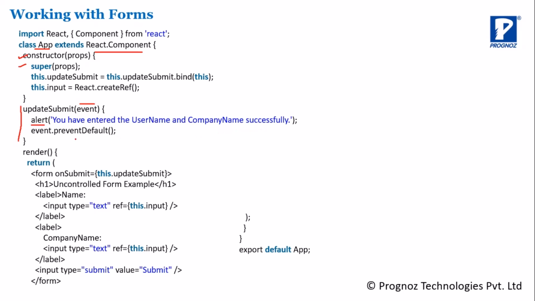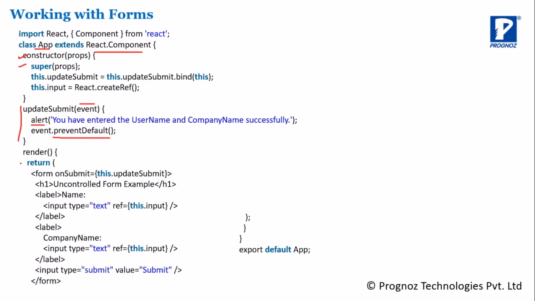Each and every input element, each and every tag of the form has a default event. Okay, every tag has a default event. And if you want to prevent that default event, we just have to call the preventDefault method, which comes under the event parameter. The event dot preventDefault we need to call.